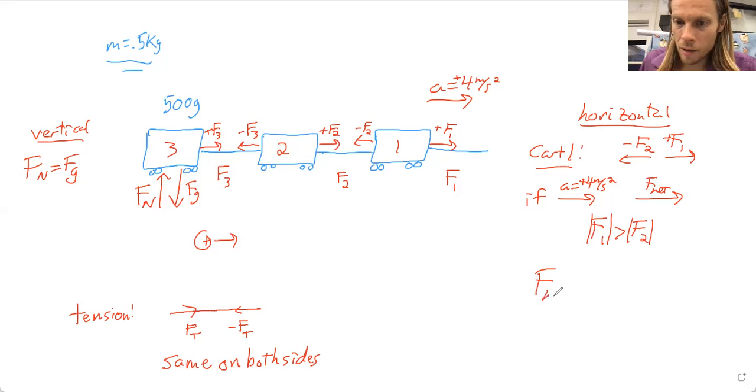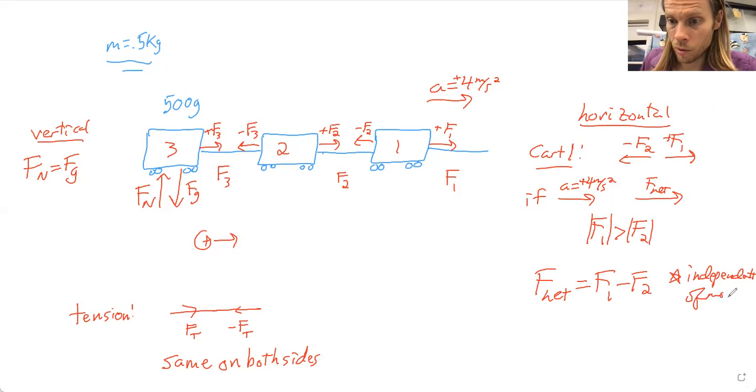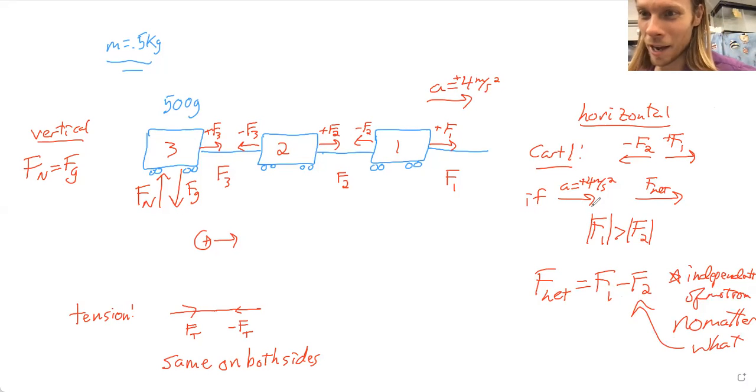Which means Fnet from the diagram is F1 minus F2. I mean, that doesn't need to be the case. This is always F1 minus F2. Fnet will always be F1 minus F2, no matter what the acceleration is. Remember, this is independent of the acceleration of motion, no matter what. This is true. We haven't set it equal to MA yet.